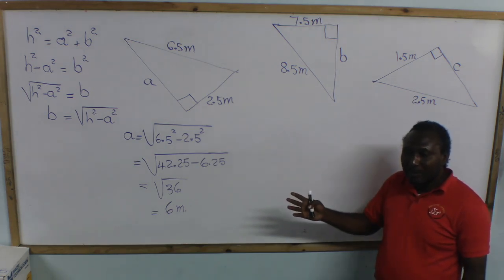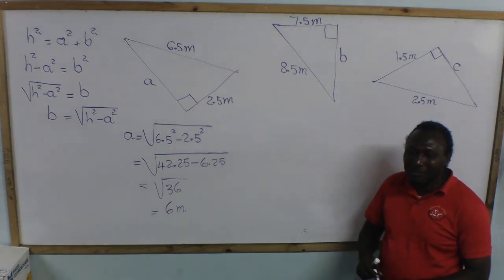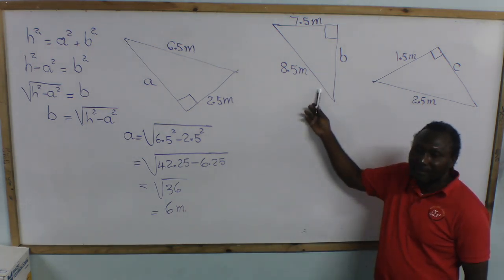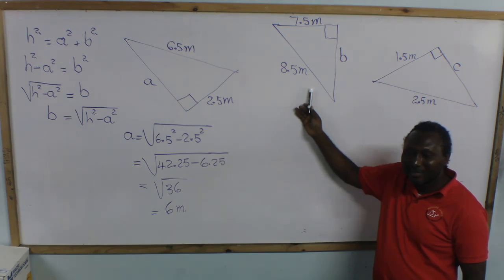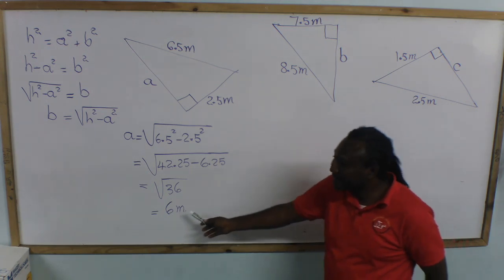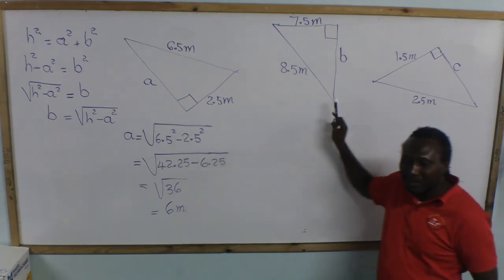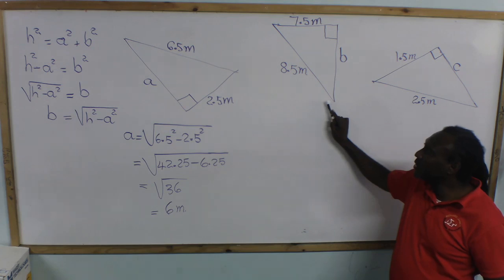Short side. Let's be practical about it. Which one did you get the ridiculous answer for? This one? Third one, sir. This third one. What about this one? What did you get for this one? Sir, I got 6 meters. 6 meters. For this one, what did you get?